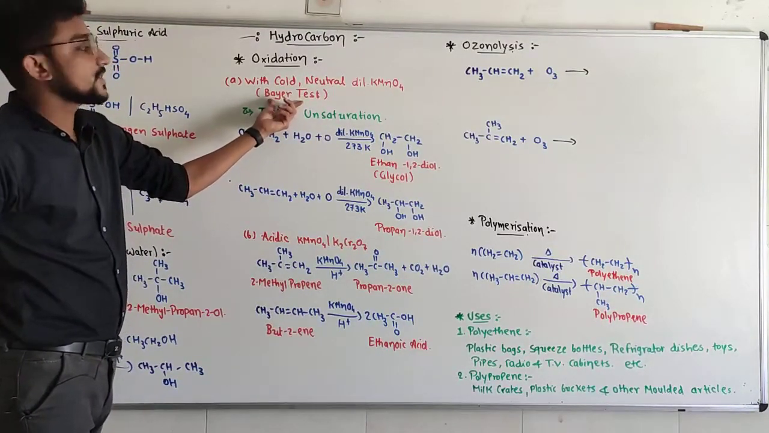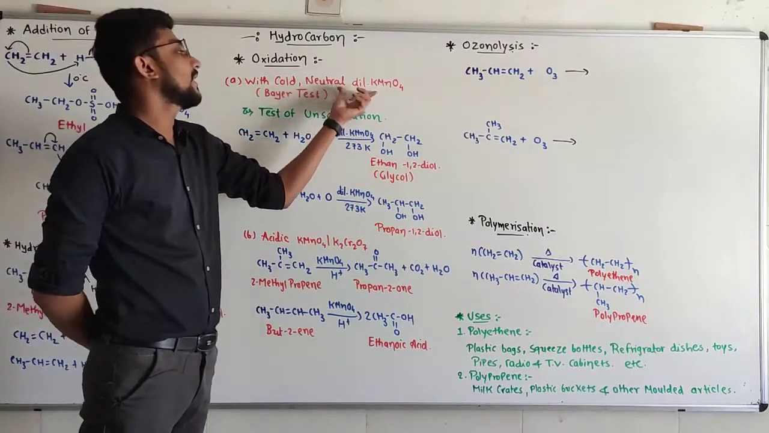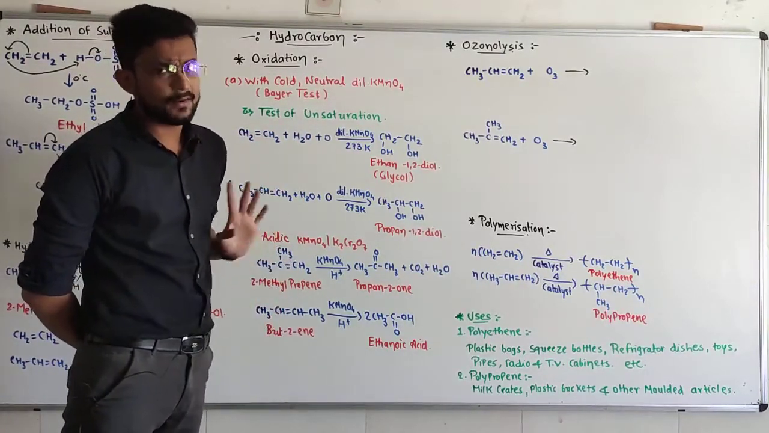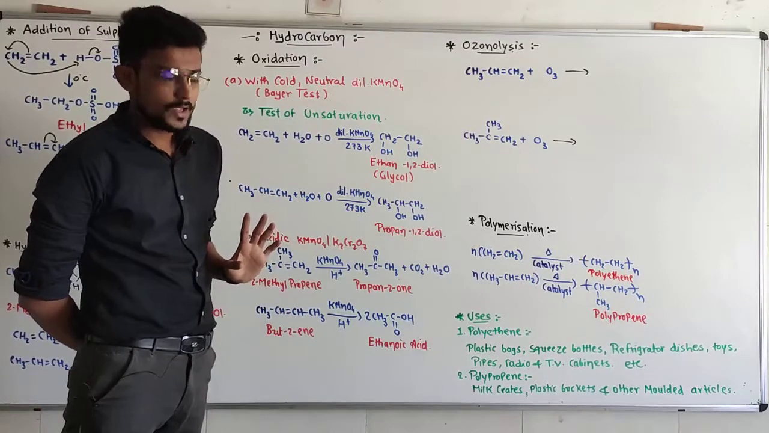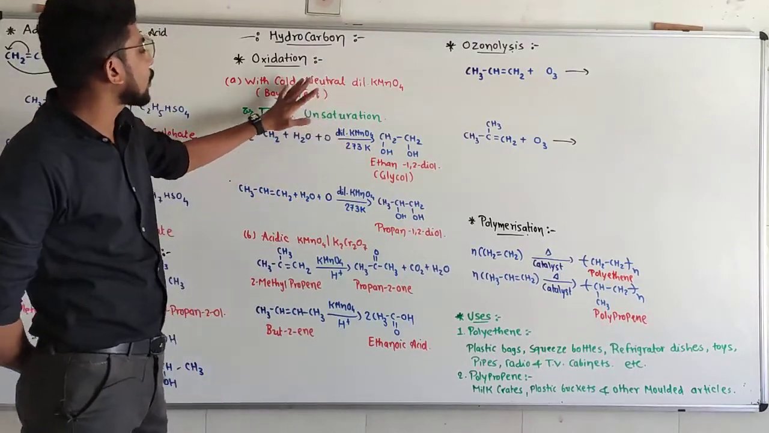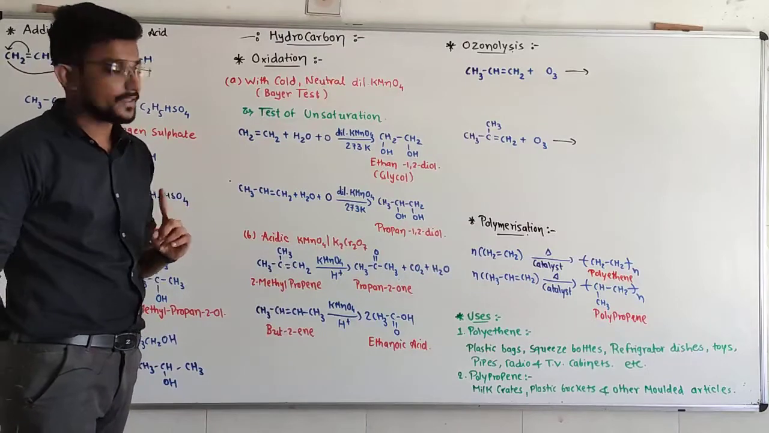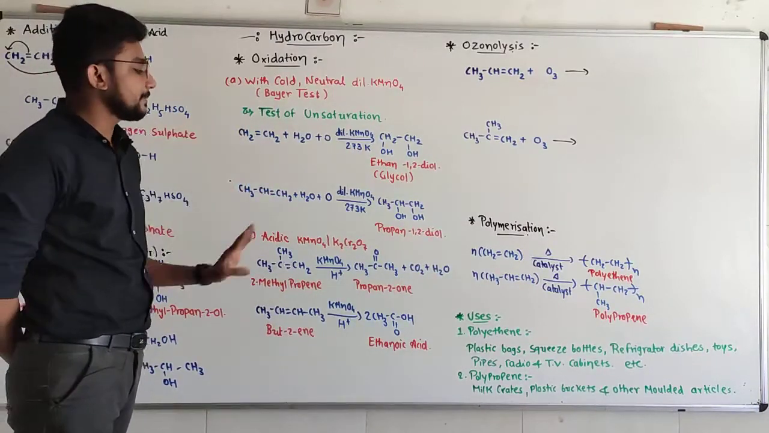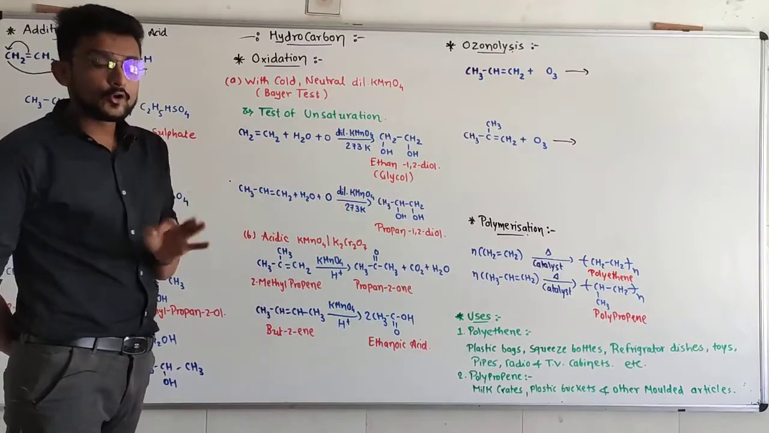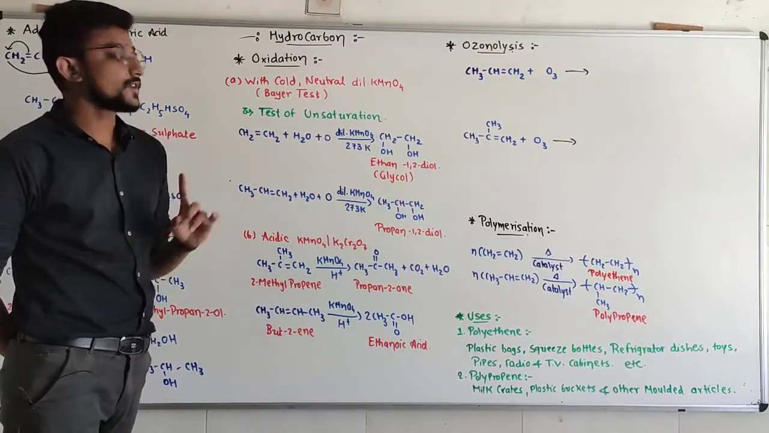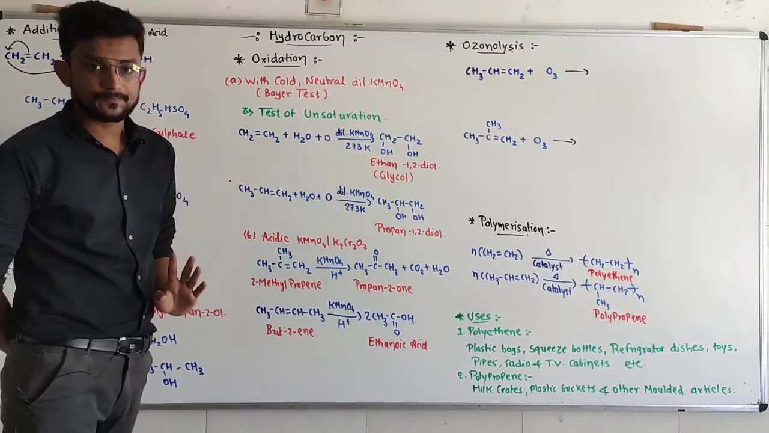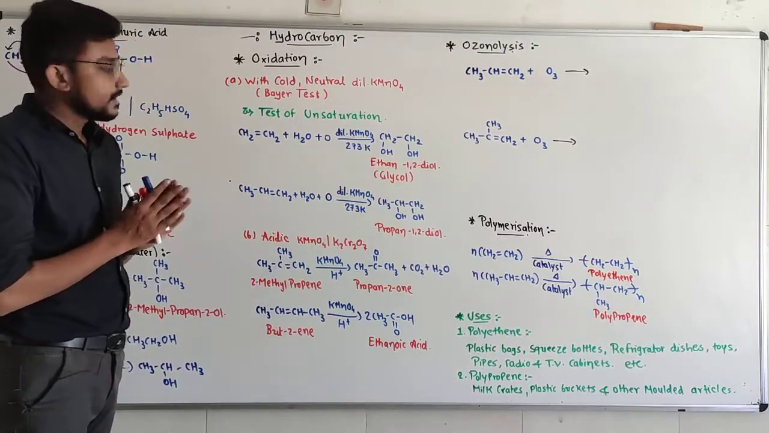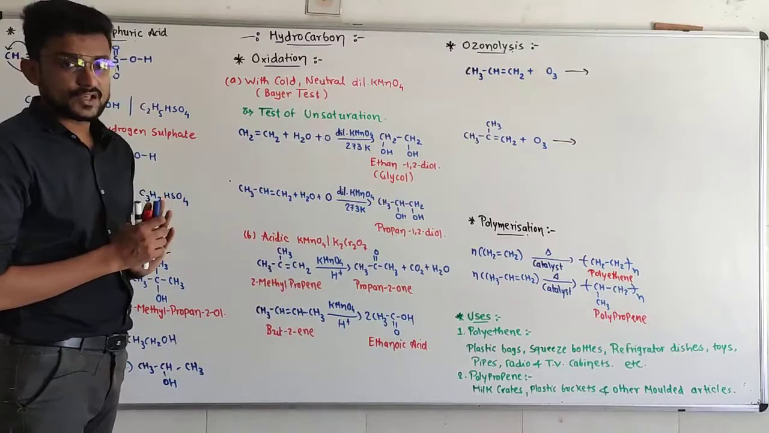What will be the Bayer reagent? Neutral dilute KMnO4, or you can say basic dilute KMnO4. This reaction occurs in a cold medium. Remember that's why 273 Kelvin, 0 degrees Celsius temperature will be required. Remember the temperature.